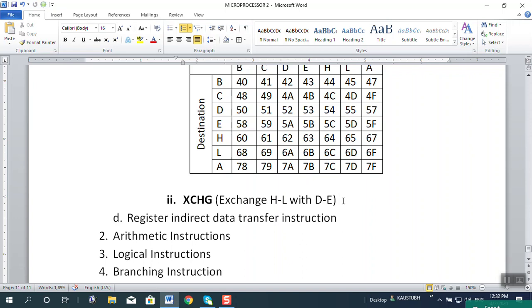That means whatever be the content of E will be copied to L, and whatever be the content of L will be copied to E, then D to H, H to D. Just exchanging the data between E and L and between D and H.